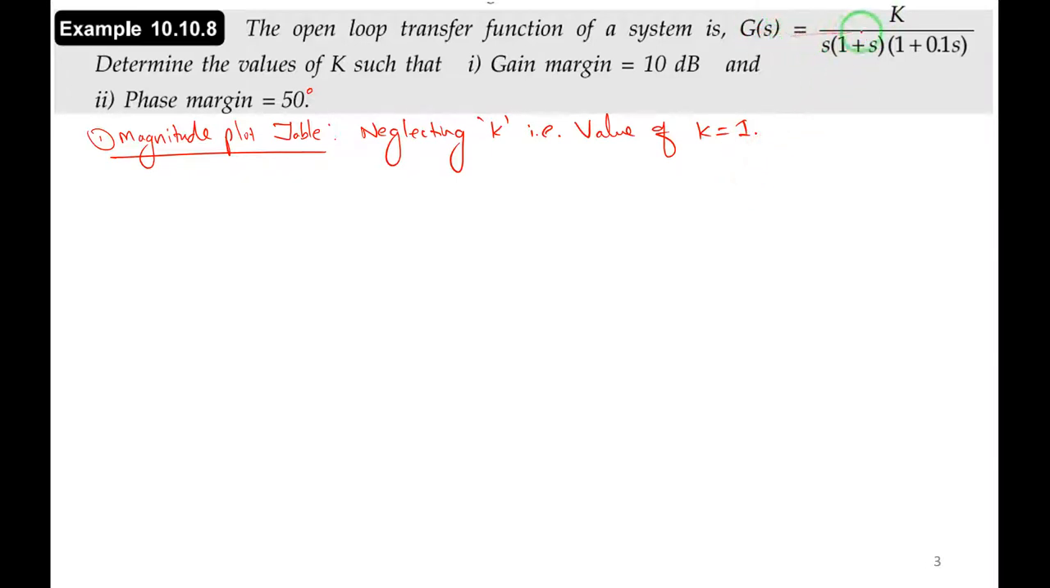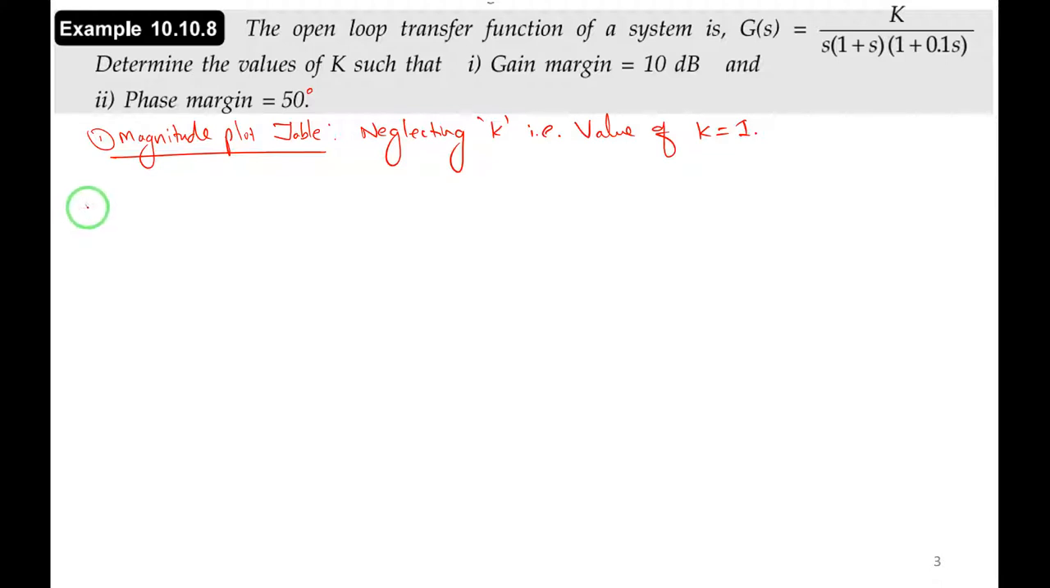If G(s) is equal to, if k is 1, 1 divided by s into (1 plus s) into (1 plus 0.1 s), you can draw the magnitude plot and phase plot very easily, that Bode plot, right? If k is 1, we'll continue. Later on, what changes we have to make in order to find out the k value, we will see that. So we have taken k value to be 1. Let us start with the magnitude plot table.